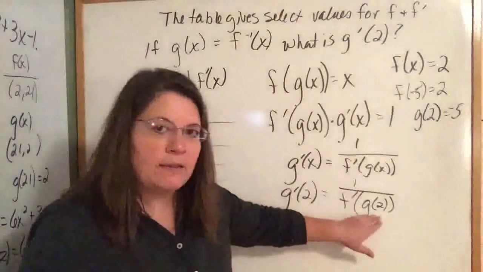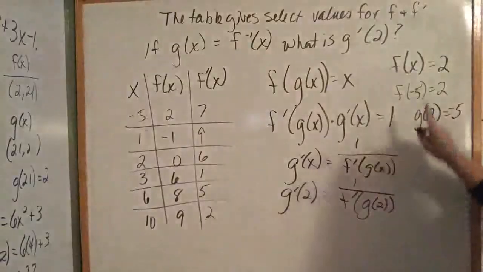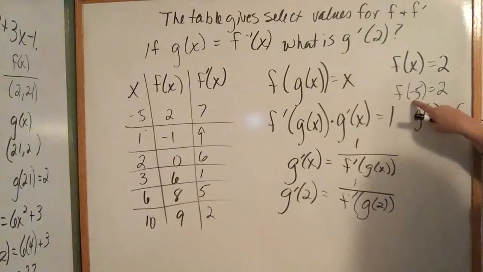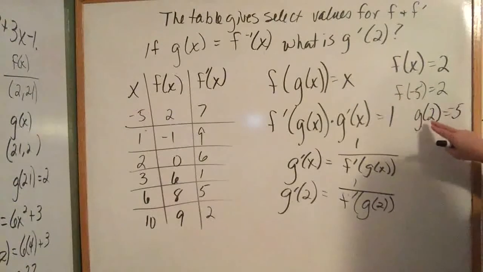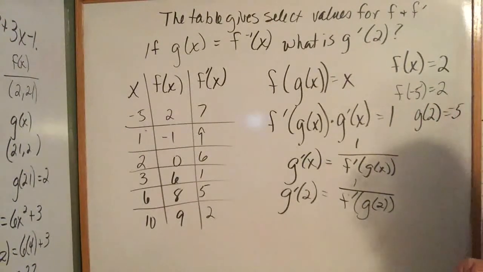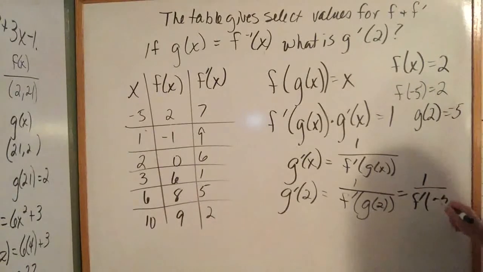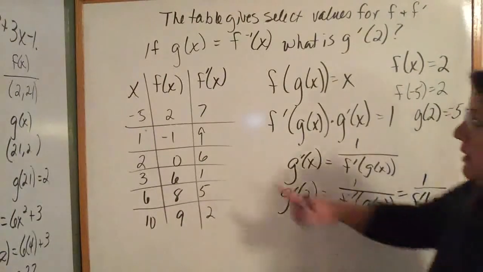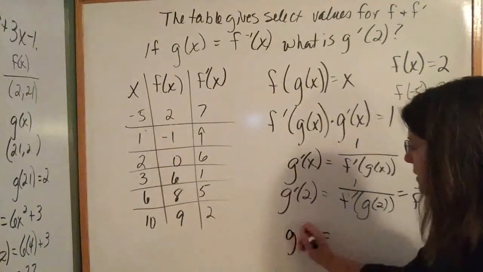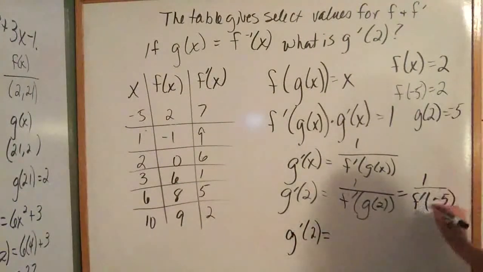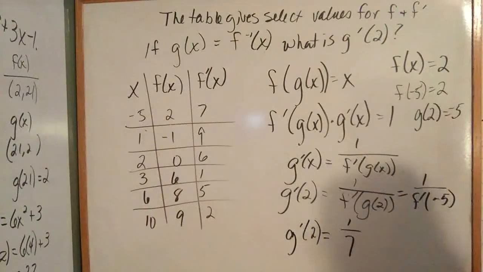If I'm trying to replace g of 2, we know that f of negative 5 has to be equal to 2. So g of 2 will equal negative 5. So if I replace this g of 2 with negative 5, then all I have to do is find f prime of negative 5. F prime of negative 5 is 7. So g prime of 2 is equal to 1 over 7. And that would be our answer for that problem.